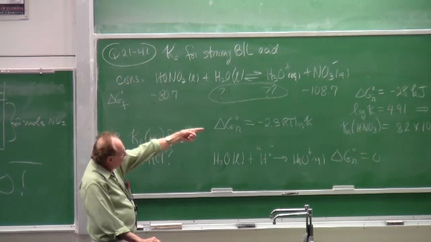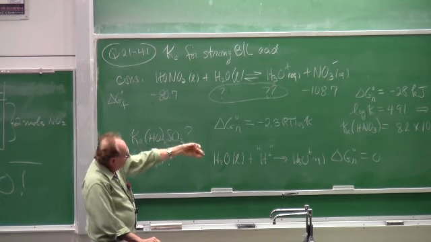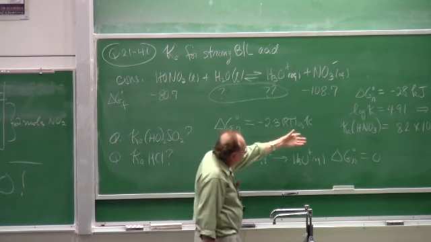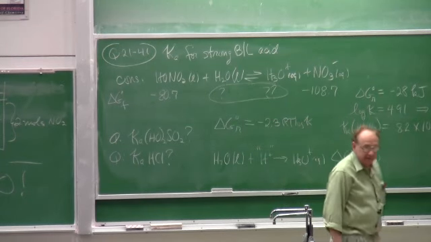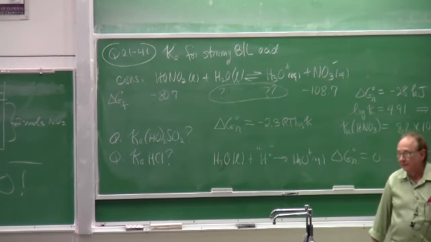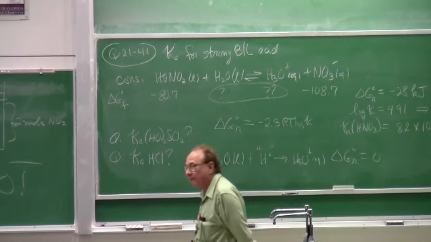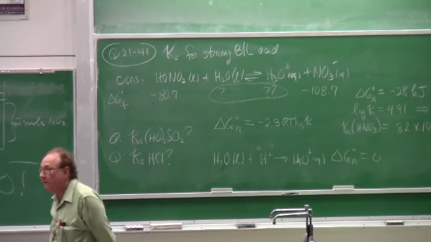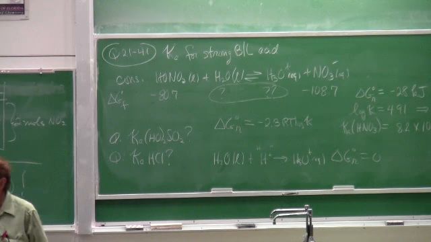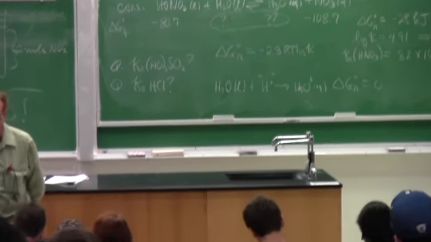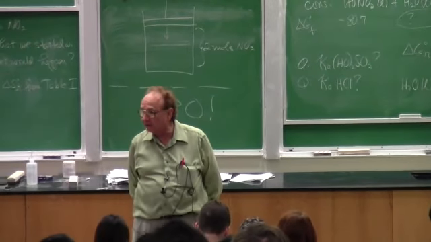So there's my delta G0 reaction for the reaction. And I get log K and I get Ka, and there's 8.2 times 10 to the 4th. Does that sound like a large enough K value to support the conclusion that if I make a nitric acid solution with water being the solvent, practically speaking, it's all going to hydronium ion and nitrate ion?